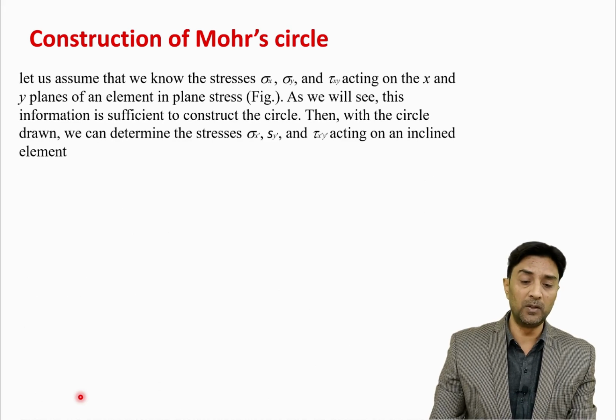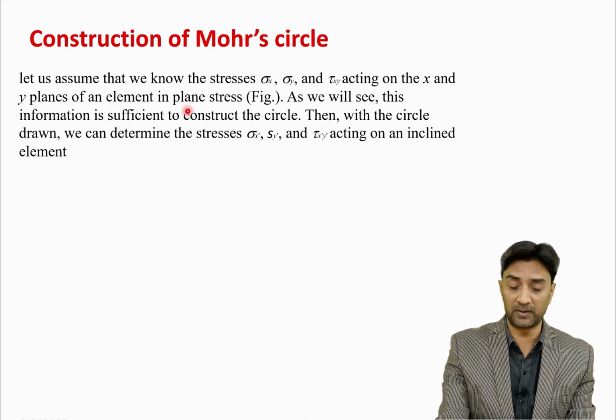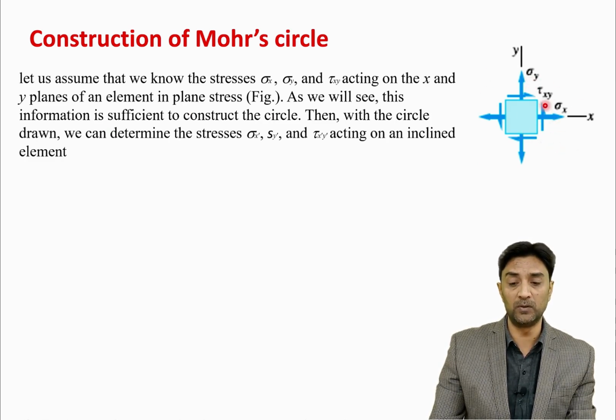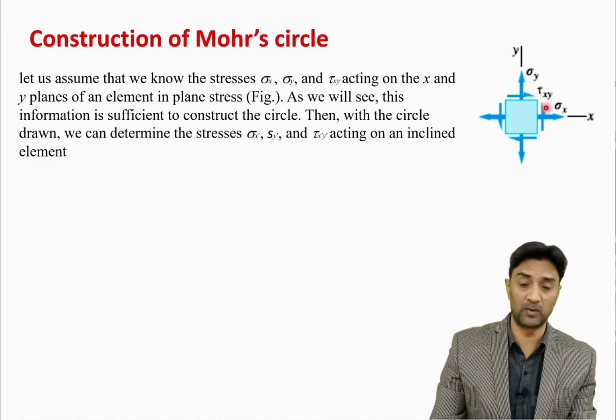So let us assume that we know the stresses sigma x, sigma y, and tau xy acting on the xy plane of an element in plane stress. So we are assuming that all these states of stress are known to us. We know the value of sigma x, we know the value of sigma y, and we know the value of tau xy, and we know the direction as well.